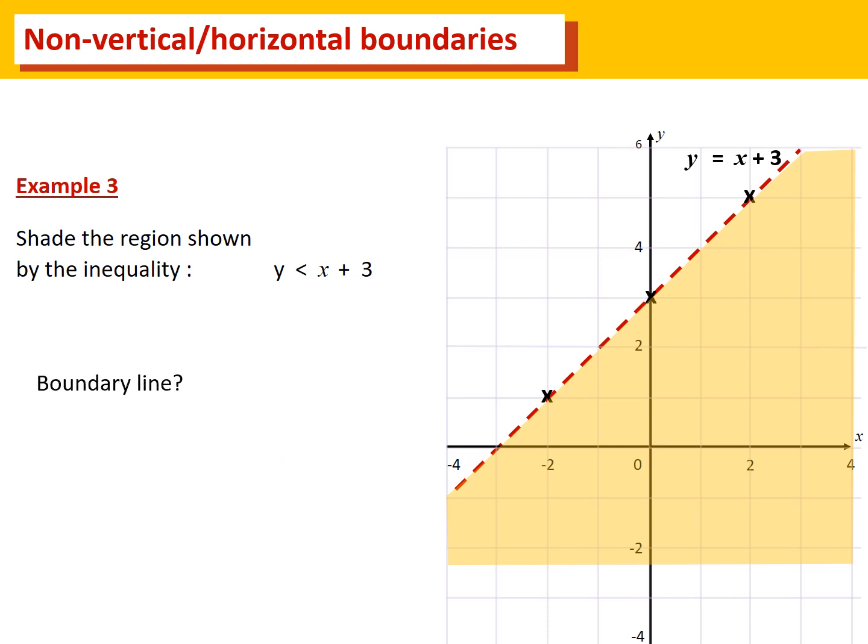We now look at the boundary line, and our original inequality doesn't allow for or equals to, so our boundary line is just a broken line, as we can see.